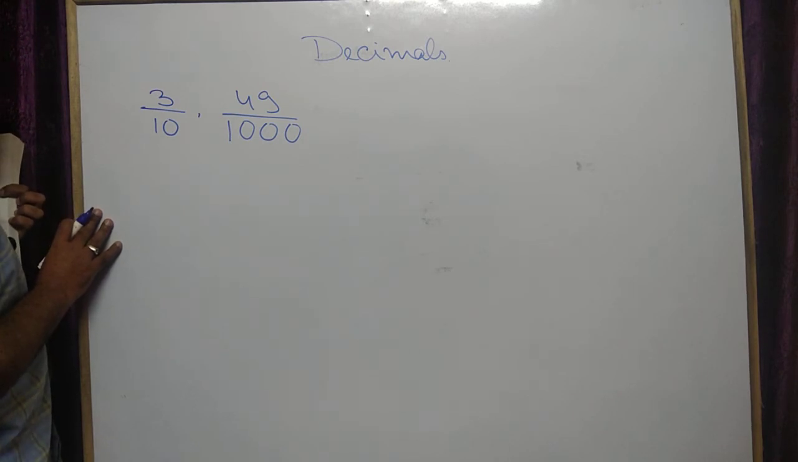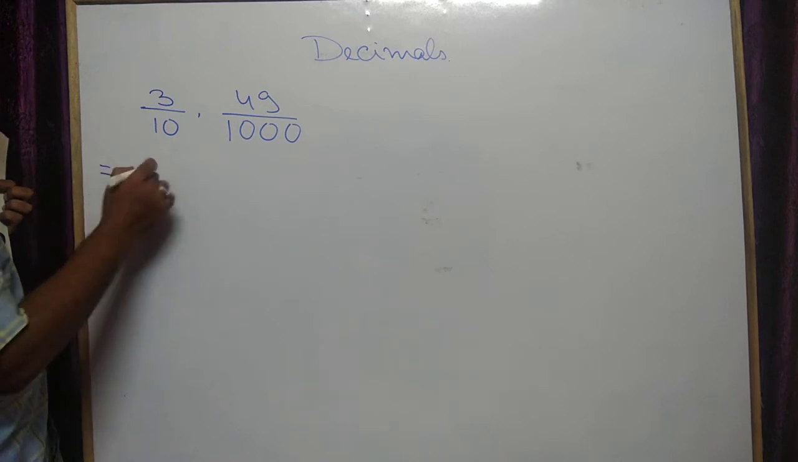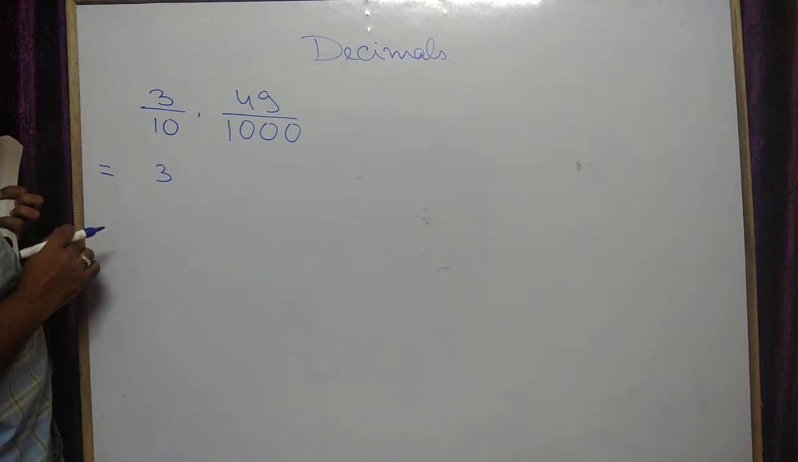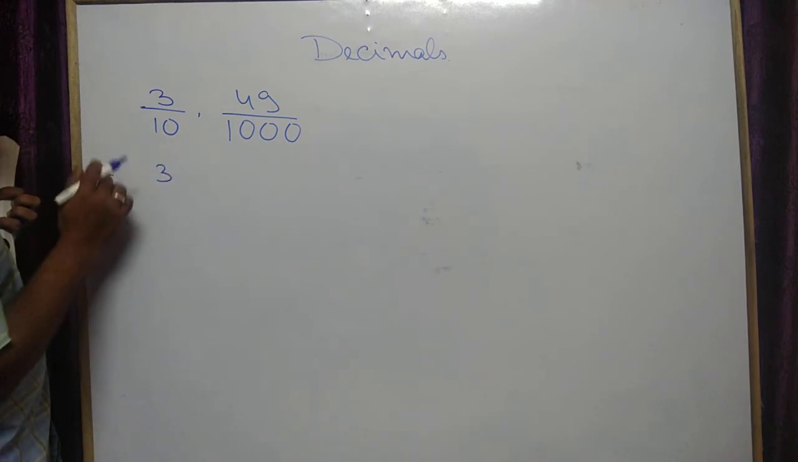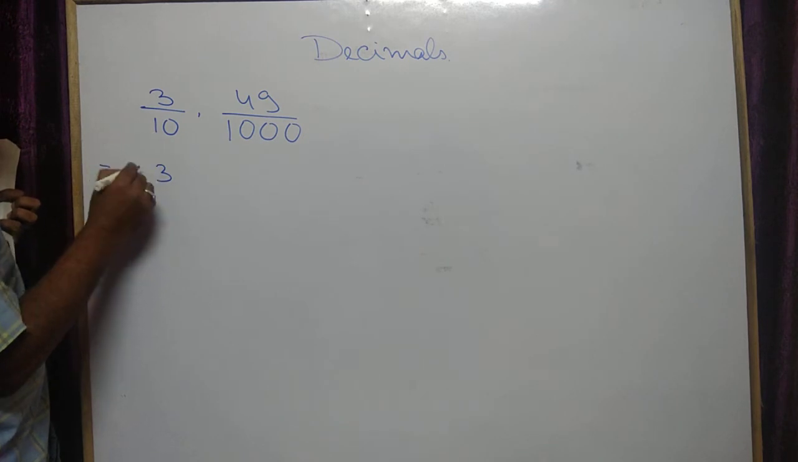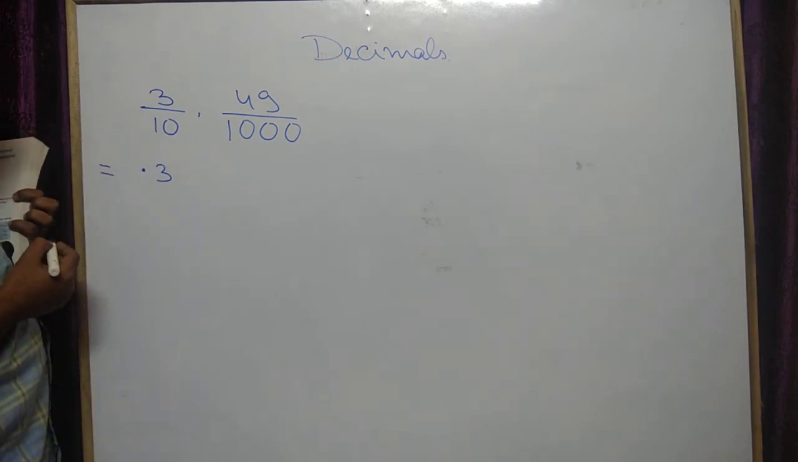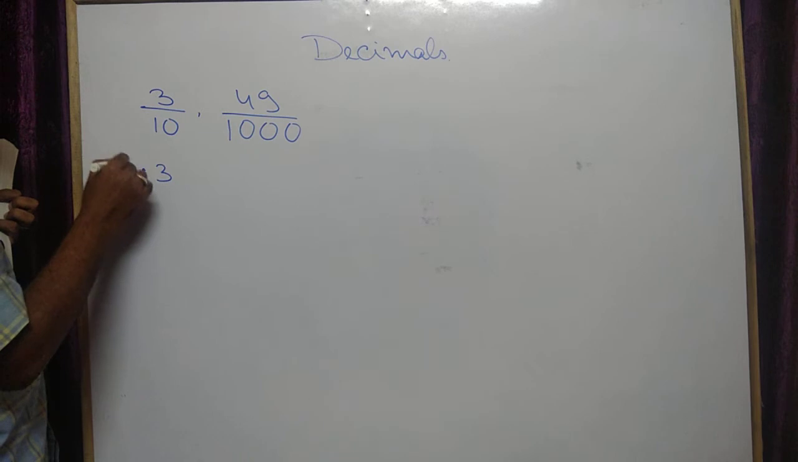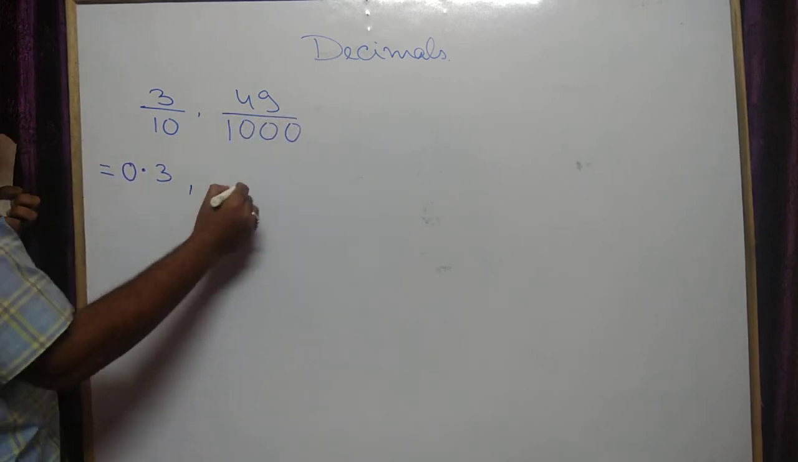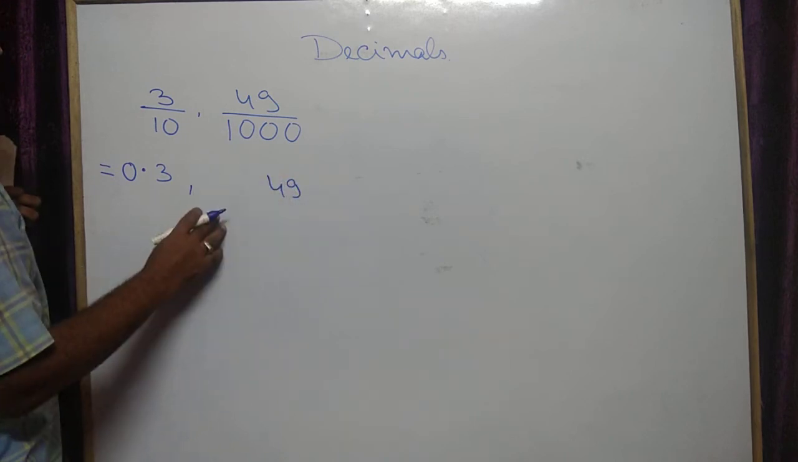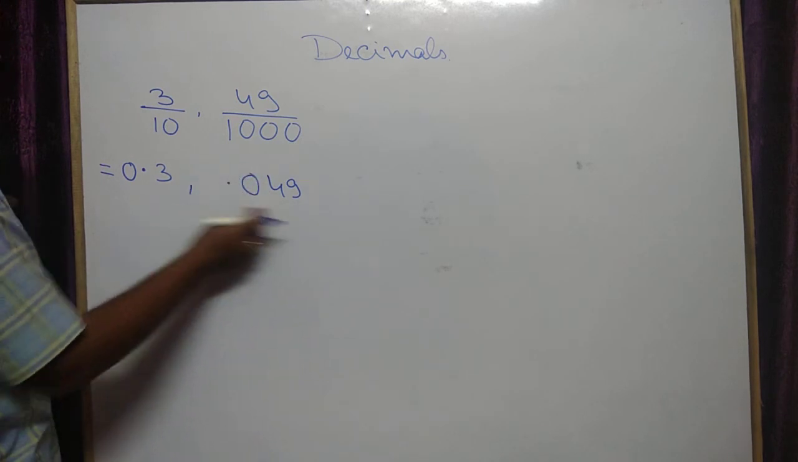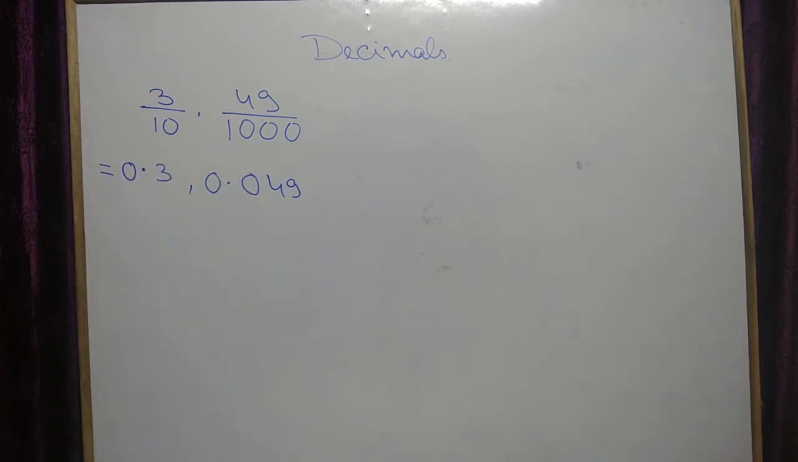How do we write this in decimal form? First we write the digits given in the numerator, and the denominator has multiples of 10. Here 10 has one zero, which means one digit after the decimal point. So we can write 0.3. In the other case, 49 upon 1000: 1000 has three zeros, so three digits after the decimal, giving 0.049. We already discussed this in class 6.